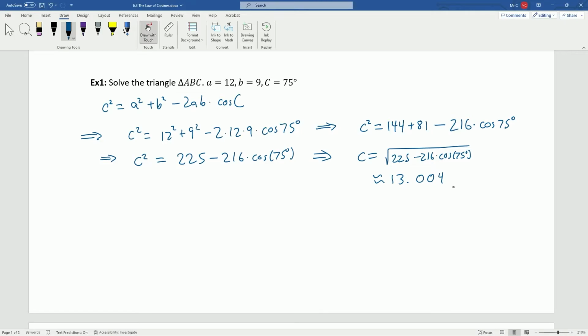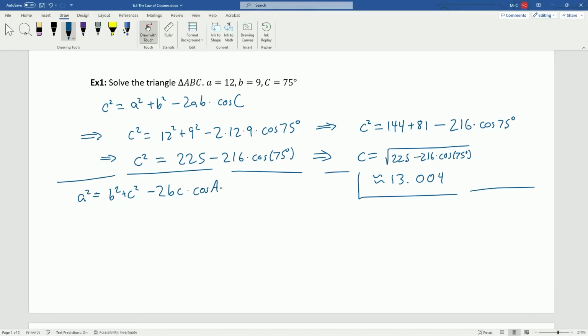Okay, so that's side c, but now we also need to know our other angles. So I'll go ahead and just separate that work here. Now, in order to solve our other angles, we could turn to the law of sines. That would be perfectly fine. But I do want to demonstrate that we can solve for those angles with the law of cosines if we know all of our sides already. So once we know all three sides, we can solve for angles using the law of cosines. So let's go for angle A here. So we'll use the form a squared equals b squared plus c squared minus 2bc times cosine of a.